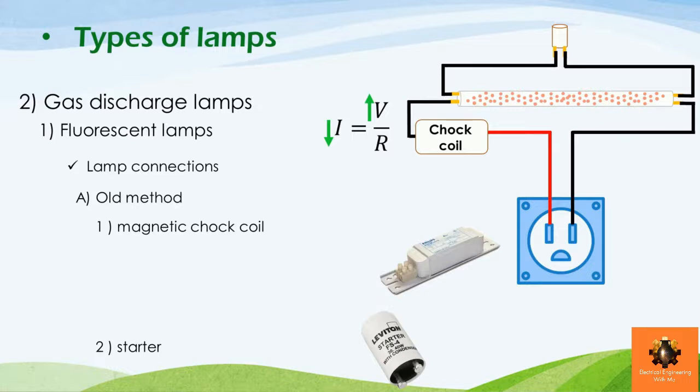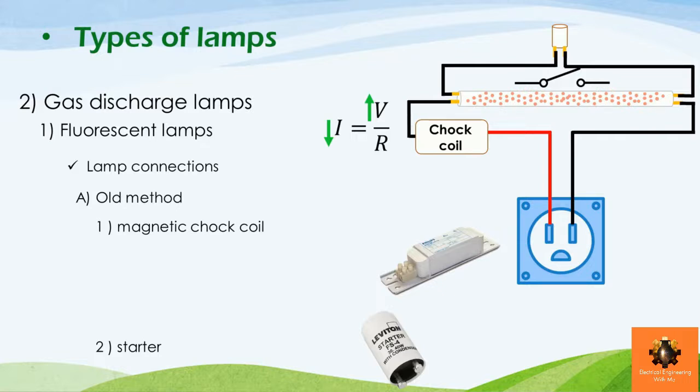Now for the starter job, it looks like a capacitor which makes a continuous operation of opening and shorting the circuit. The shorting means that the two terminals will be connected to each other, and the opening means that the two terminals will be disconnected from each other.